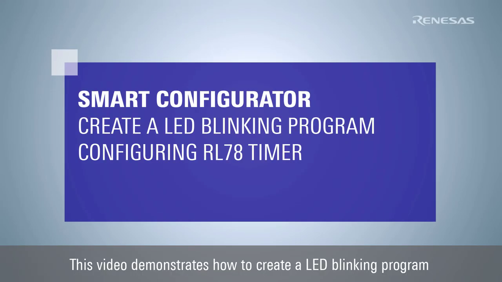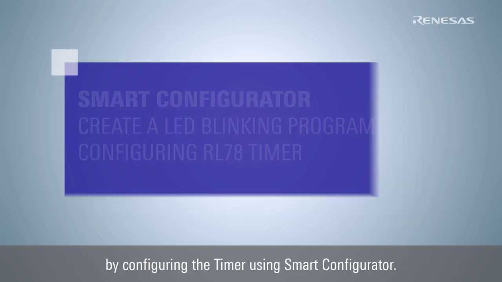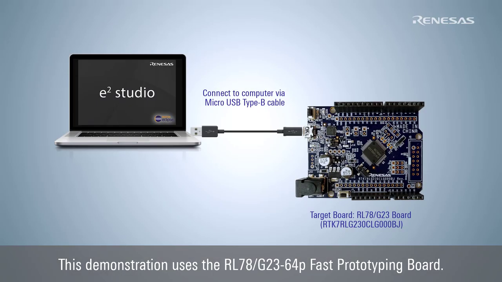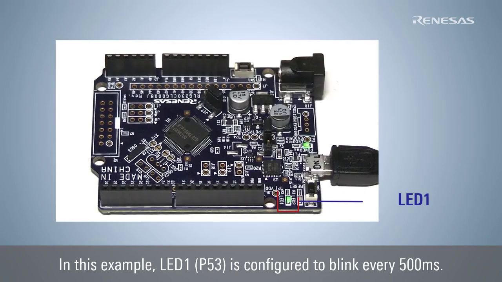This video demonstrates how to create a LED blinking program by configuring the timer using Smart Configurator. This demonstration uses the RL78 G23 64P fast prototyping board. Connect the board to computer via COM port. In this example, LED 1 is configured to blink every 500 milliseconds.